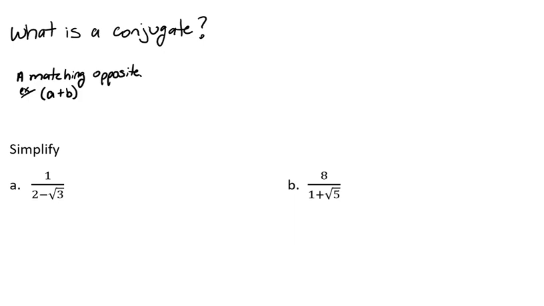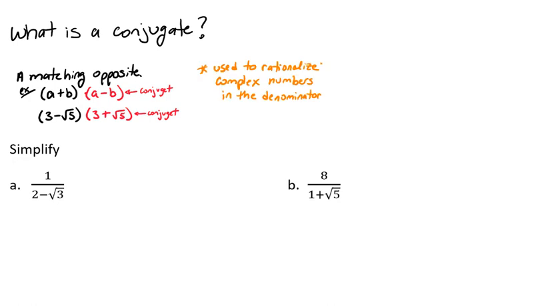Well, a conjugate is a matching opposite, really. So if I have the quantity a plus b, its conjugate would be a minus b. So for example, if I had 3 minus the square root of 5, my conjugate would be 3 plus the square root of 5. Conjugates are used to rationalize complex numbers in the denominator, such as we have here.